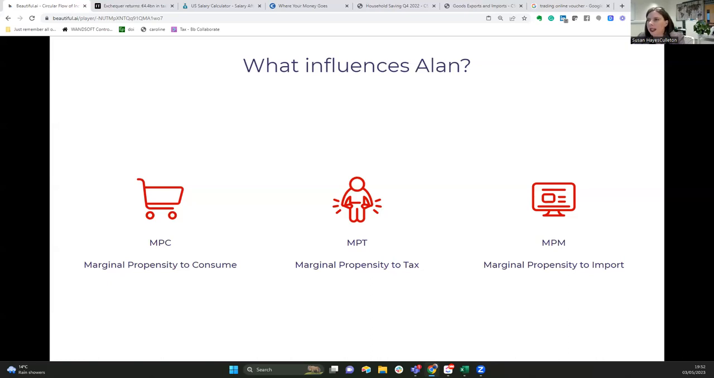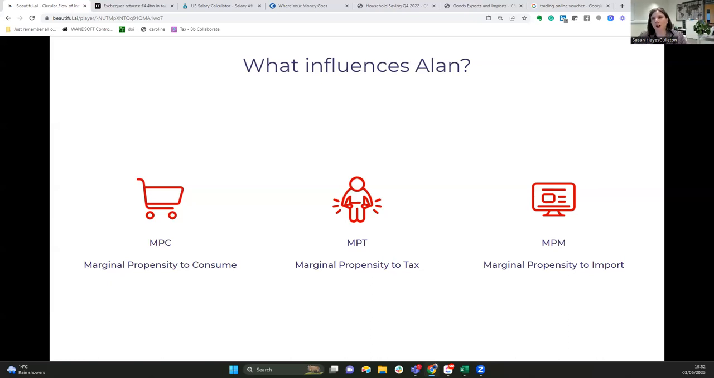Or maybe it is the case that he can get it in Ireland. He can get it at 45 euro. He just can't get it for 3 weeks. But if he gets it online, he'll have it in 3 days. Again, we could be back to marginal propensity to import there. So all of these things influence Alan.